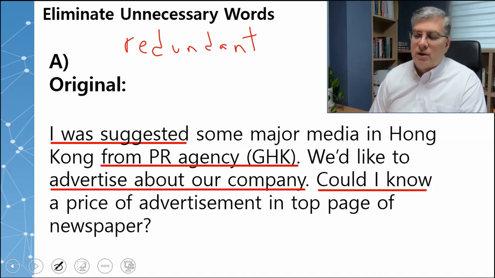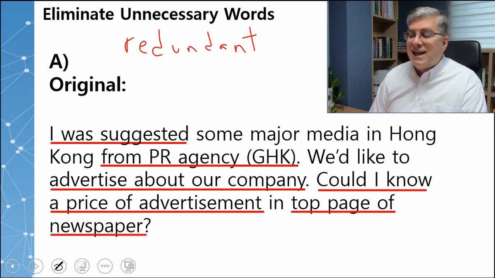"Could you let us know?" Of course, that's not really cutting down the amount of words, but "could I know?" Well, sure, you could know, but it's a little bit of a strange expression. I would say, "could you let us know," or "could you inform us of?" And "a price of advertisement," that's a little wordy. It's too many words. And then "in top page of newspaper" is also strange. How do I change them?